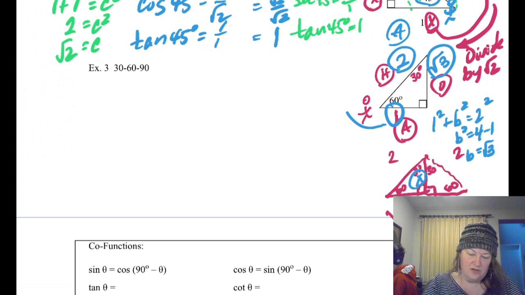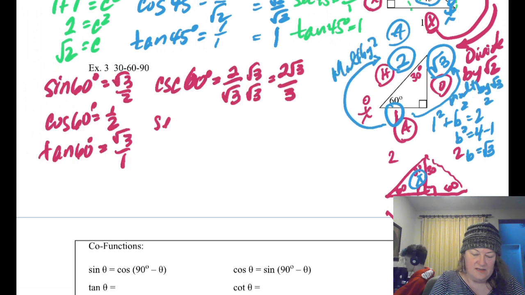Okay, so if I flip these, cosecant of 60 is going to be 2 over radical 3, so I'm going to have to fix that. So I'm going to get 2 radical 3 over 3. Secant of 60 is going to be 2, just flip it upside down. And cotangent of 60 is going to be 1 over radical 3. We'll have to fix that one as well, and we'll get radical 3 over 3. All right, so there we go. We've got all of those.